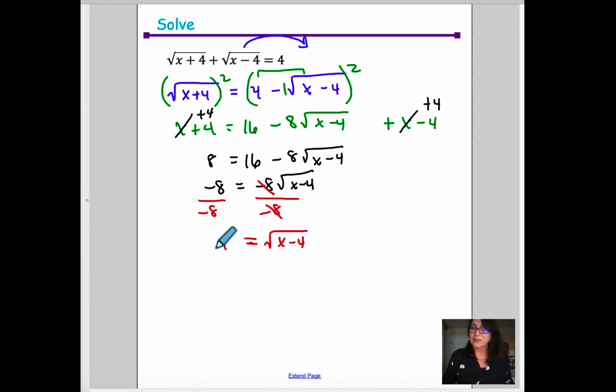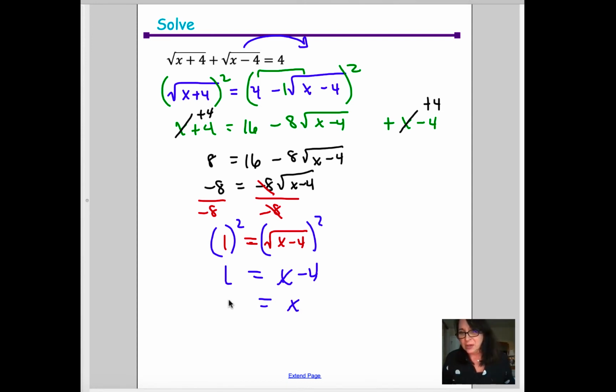And so lastly, what I need to do is square both sides to get rid of this root one more time. And in doing that, I get x minus 4 is equal to 1, and x equals 5. So again, of course, I would double check my answer, but since we just plugged that into the equation on the other page, I actually don't have to do that again, right?